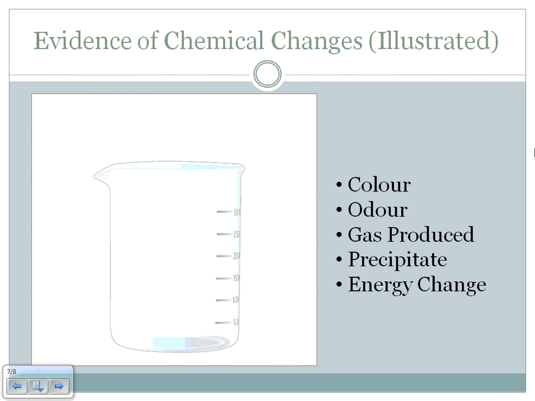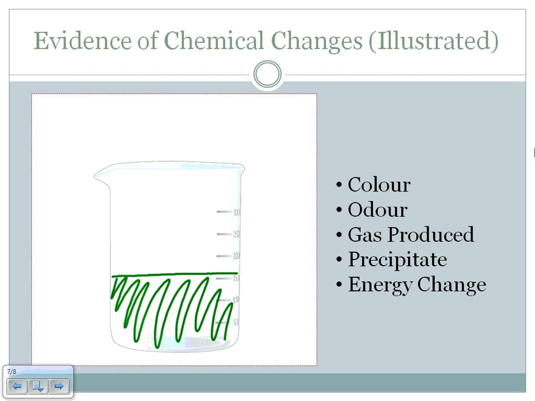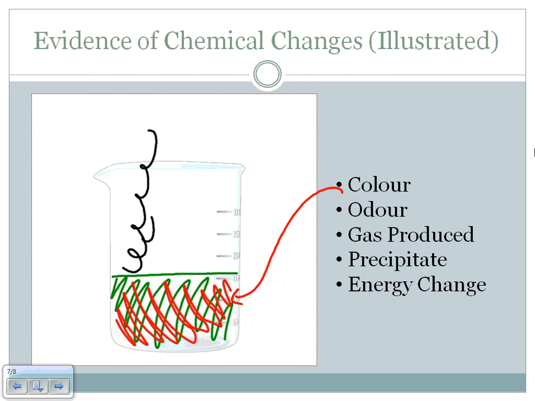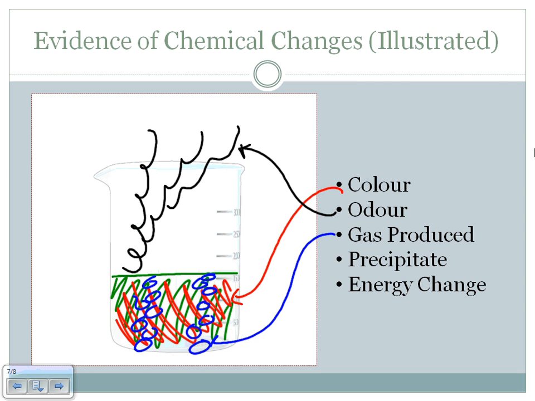if we change color, so you might have something that's green, and then I would change it, and maybe it changes to a different color. So that would be color change. Okay. Odor, maybe when you do the chemical reaction, it gives off some smelly odors. Gas is produced. That's usually seen when you make bubbles. So you can draw that in if you'd like. So gas is the bubbles.